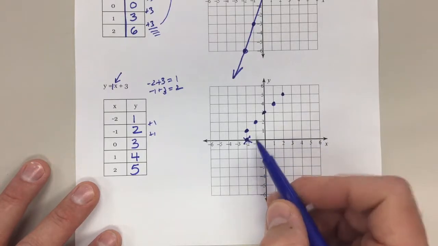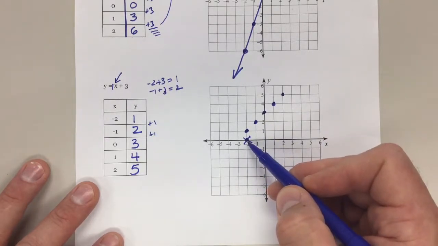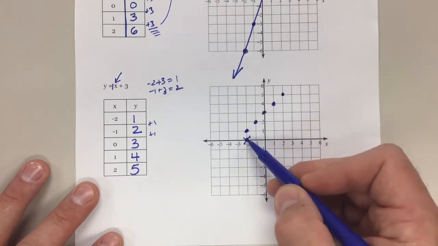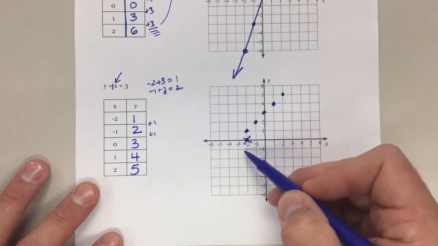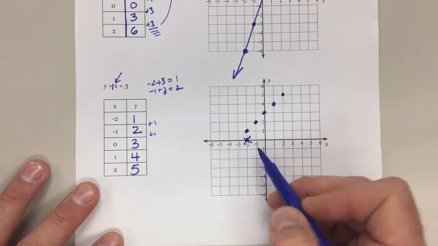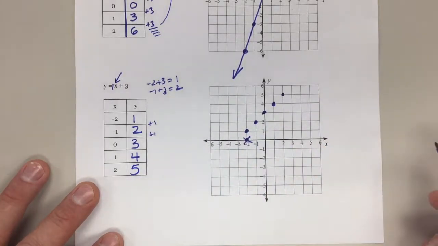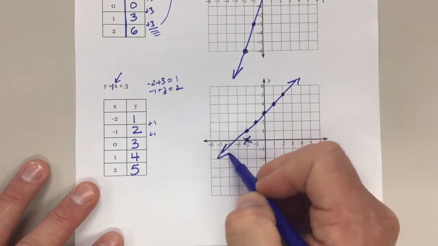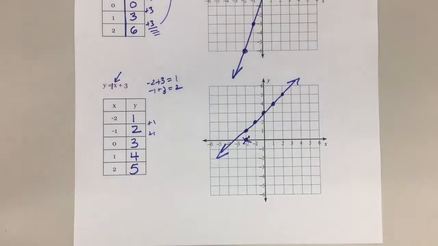Now, I don't know if you noticed, but after I graphed this point incorrectly, and then I graphed this one, and then this one, I knew this one was wrong because they weren't straight. So I went back and checked and realized this should have been up 1. So if your points aren't lining up straight, something's wrong. Then you connect them with a straight line with arrows on both ends.